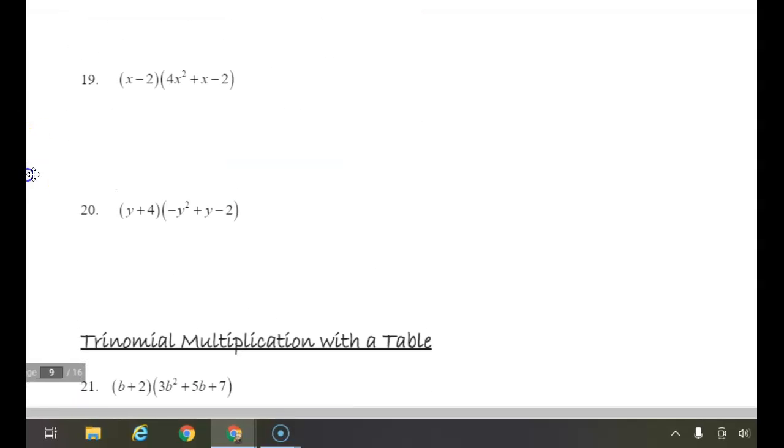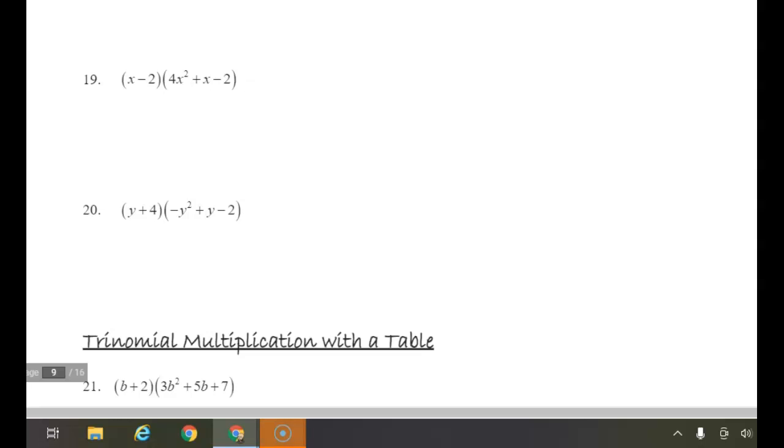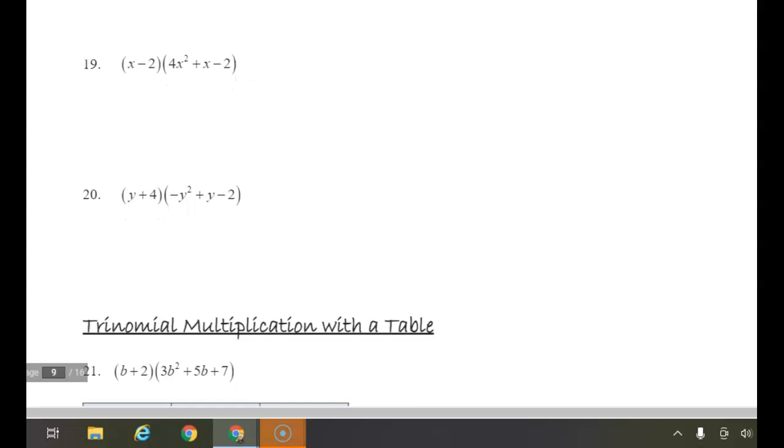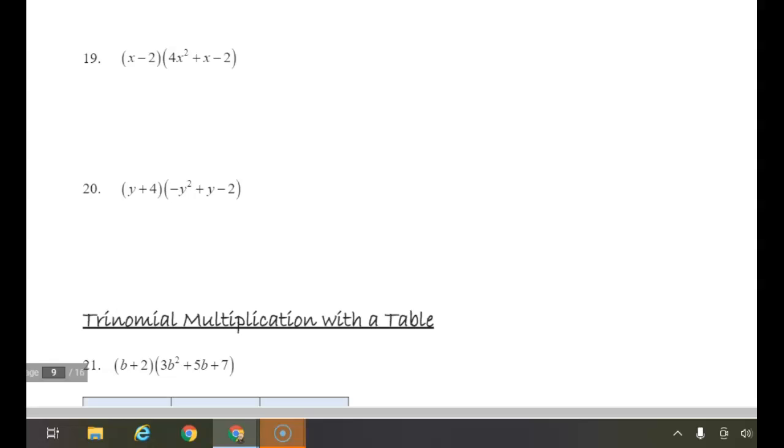Circling back to page 9. Doing trinomial multiplication. So it's the same thing we did yesterday. Again, there's two ways to do these, so I will do them on the first two. You can do your distributive property, but in this case, you would take this 3 times and this 3 times.